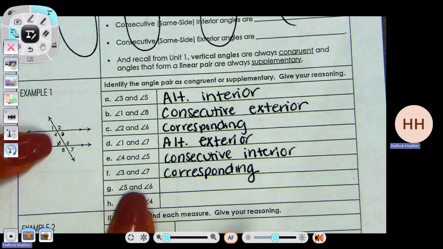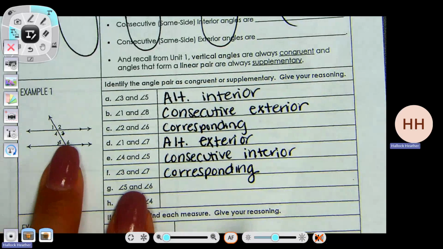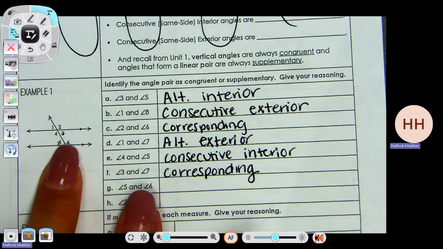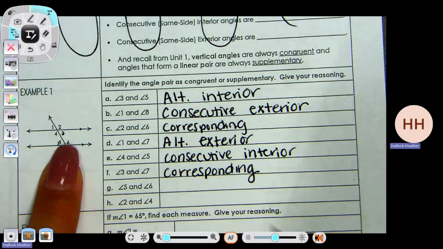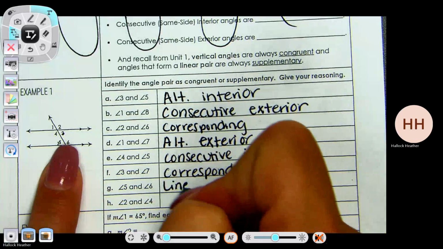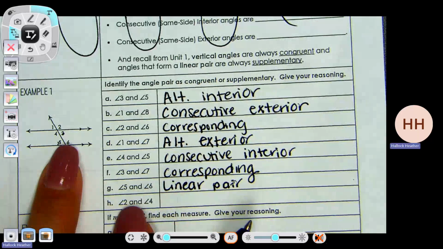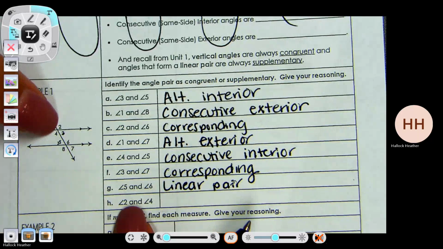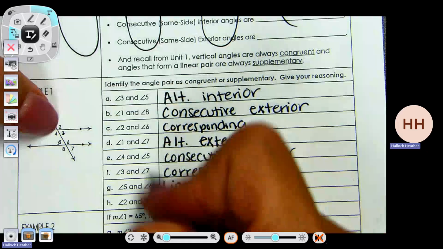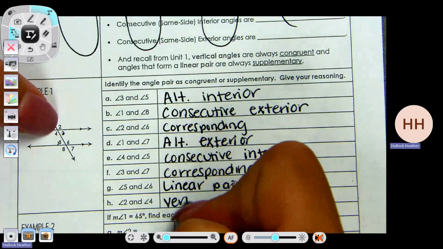5 and 6 are directly next to each other. Linear pair. And then 2 and 4, those are vertical.